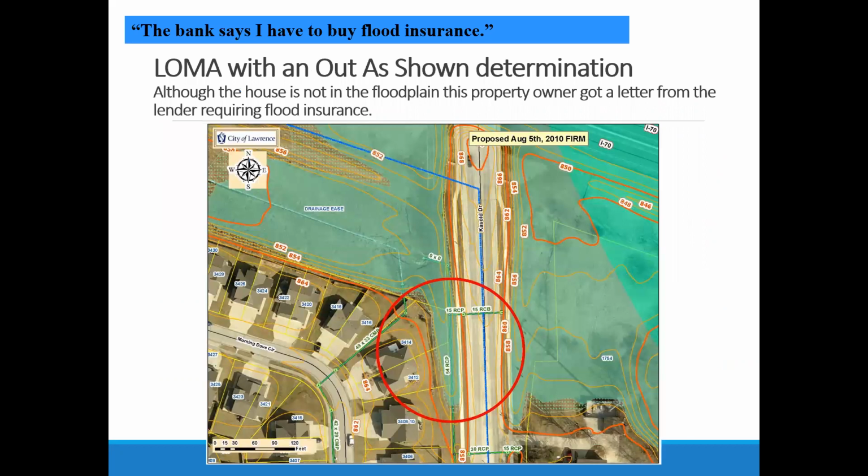So the LOMA out as shown, basically you could have floodplain on your property and then the lender, third-party determination company will say that it's in the floodplain because it's on the property.